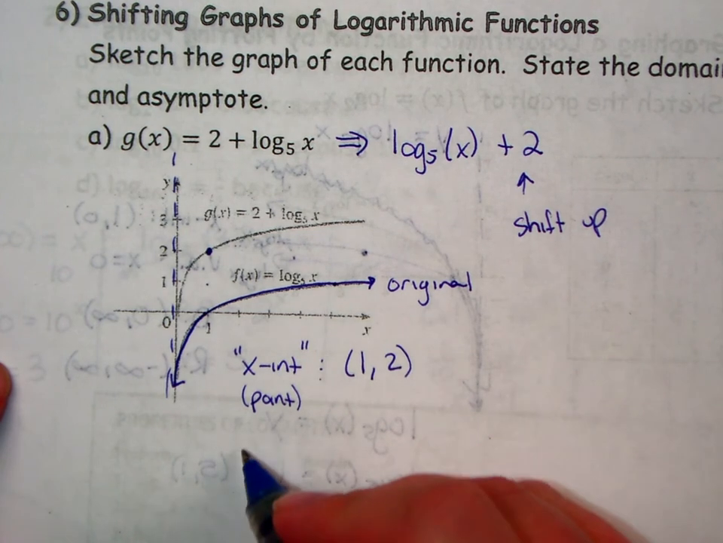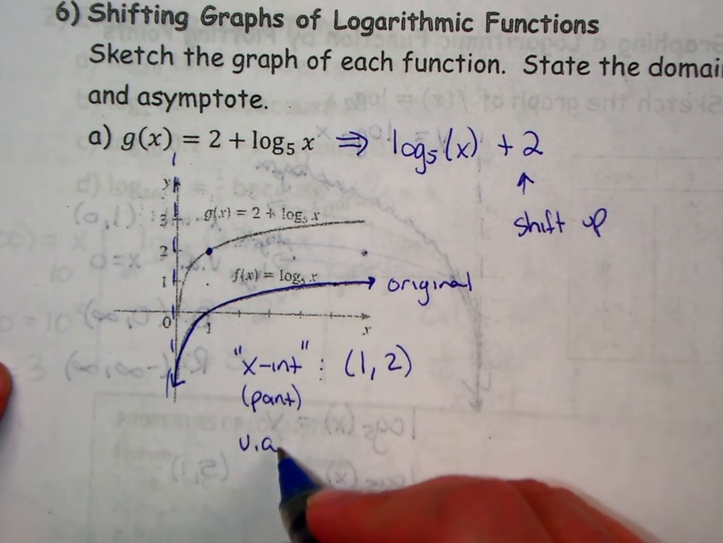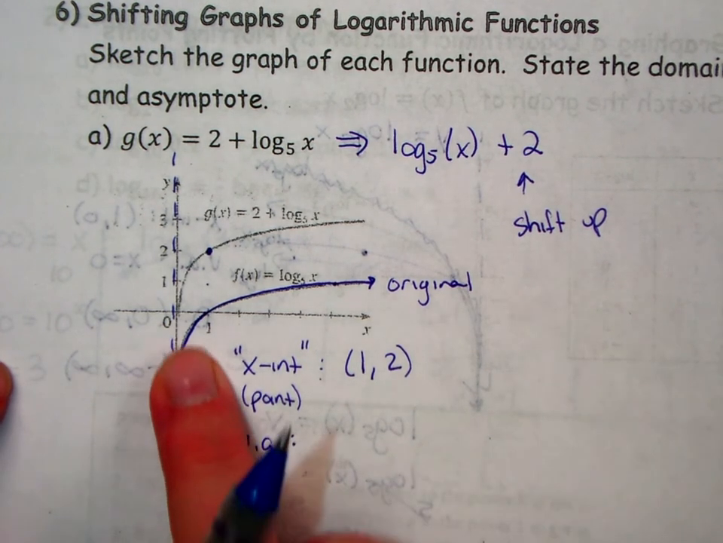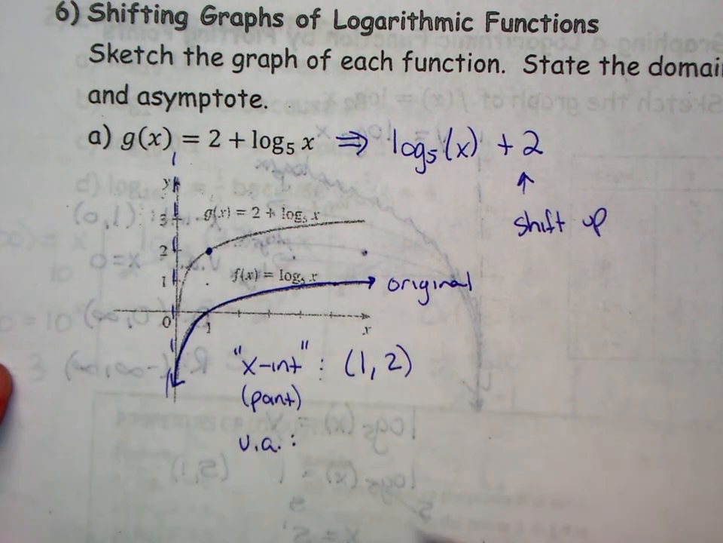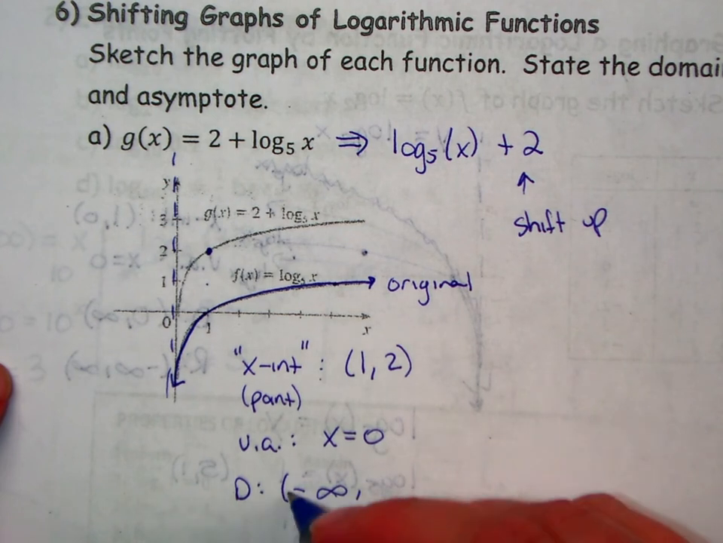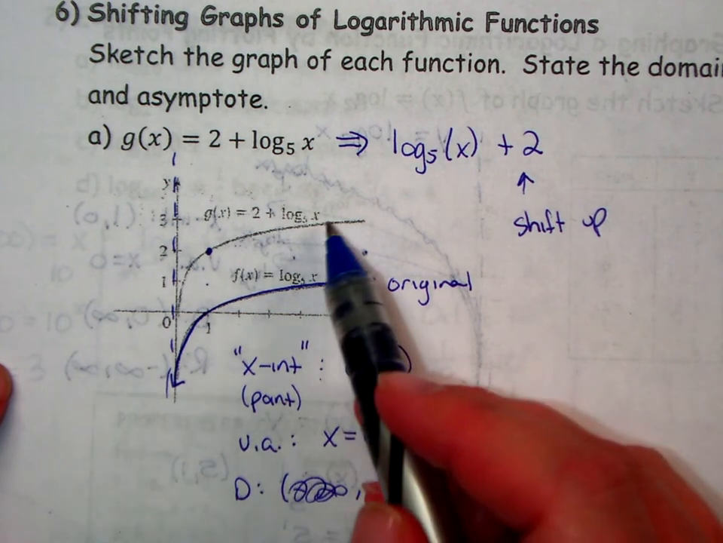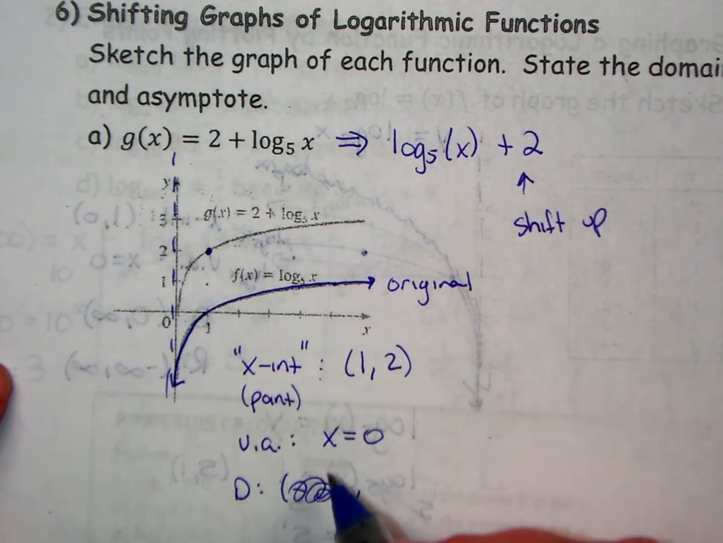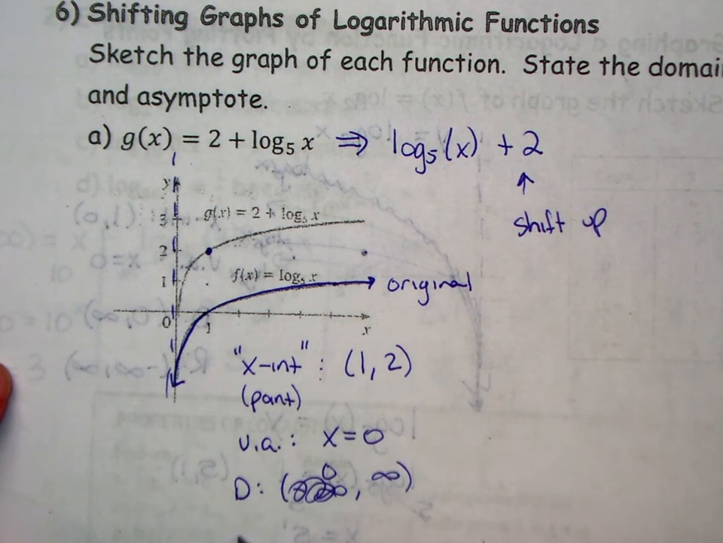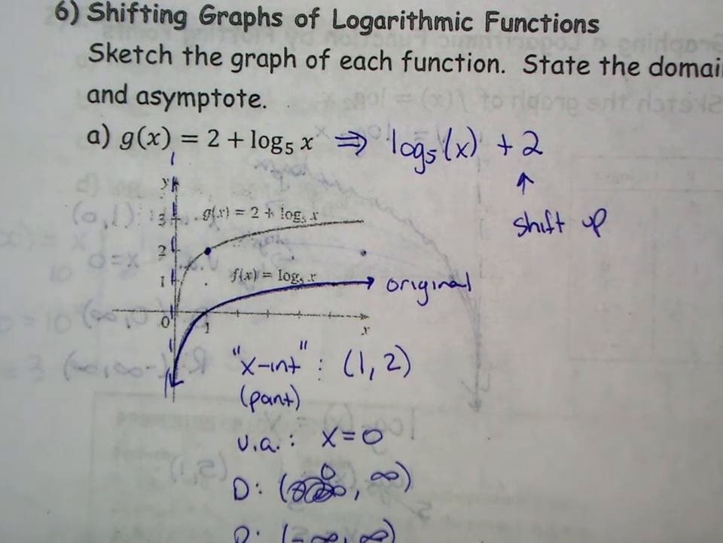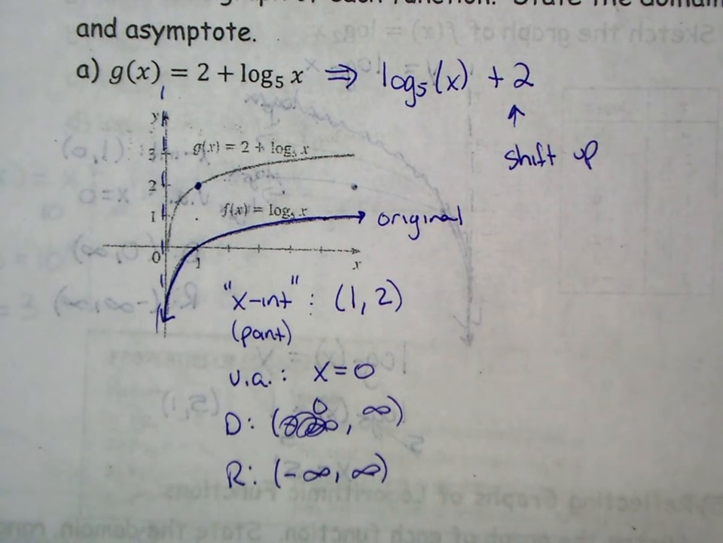Right? What about the asymptote? It gets shifted up, but it doesn't really move, right? So we still have an asymptote at 0. Domain still doesn't get past 0. So we're going to do 0 to infinity, and then the range, -infinity to infinity. Right?